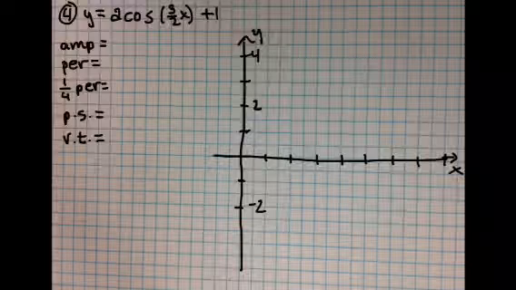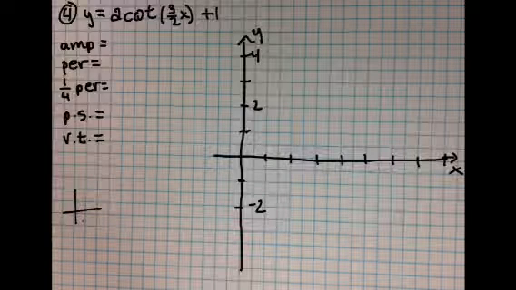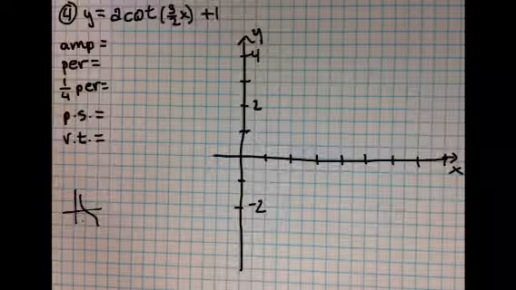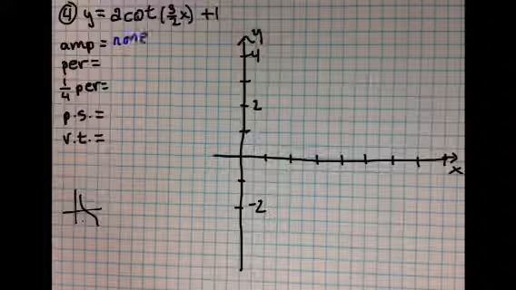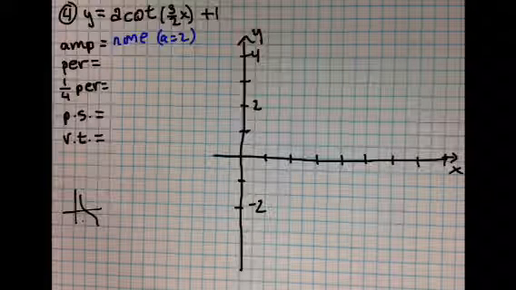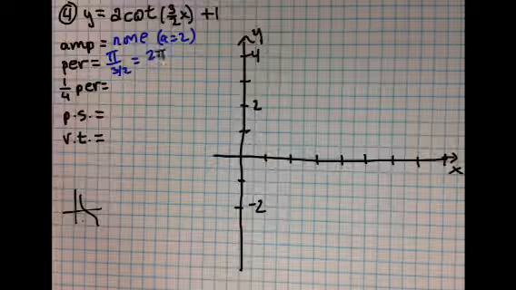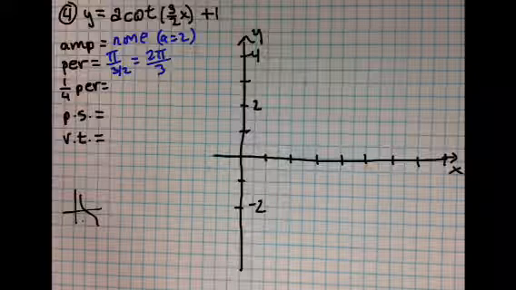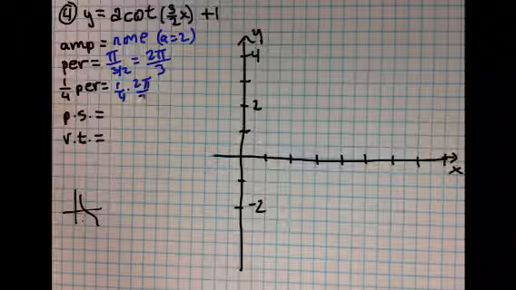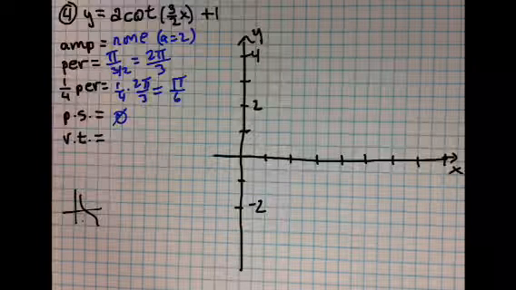Alright, so, sorry, this is a cotangent graph. And so remember, cotangent looks like this. The full period is to the right of the y-axis. The amplitude, we know the answer is none, but we know we're going to use the a equals 2 for our 1/4 and 3/4 of the period. The period is pi over 3/2, which becomes 2 pi over 3 when you simplify it. A fourth of 2 pi over 3 would be 2 pi over 12, so it becomes pi over 6. Phase shift, none. Vertical translation, up 1.